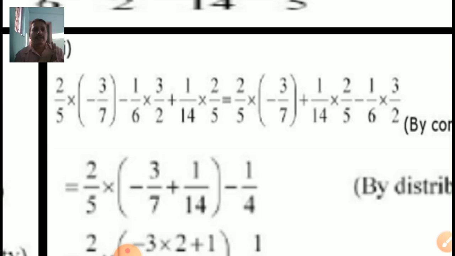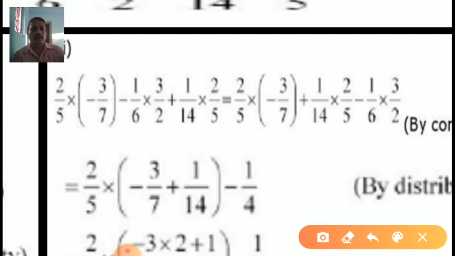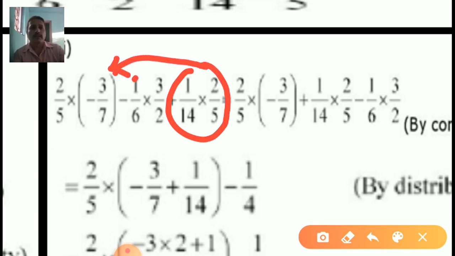Now look at that and find out if any common term is there. Yes, the last third term has a relation with the first term or not. 2 upon 5 multiplied by minus 3 upon 7 plus 1 upon 14 multiplied by 2 upon 5 and then minus 1 upon 6 multiplied by 3 upon 2. See, this term is shifted to the second place and this term has to move to the third place.